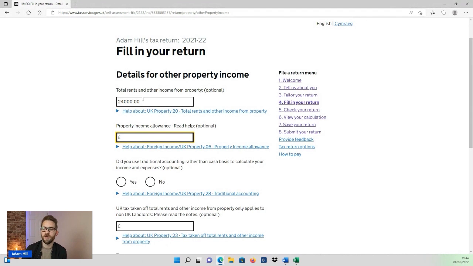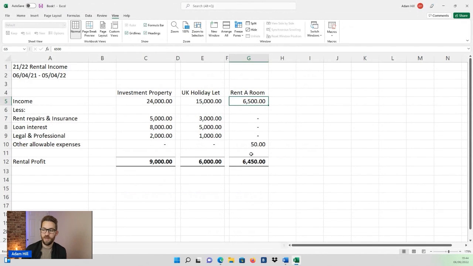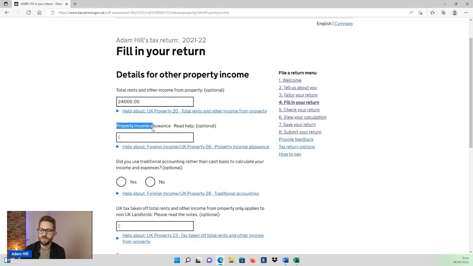But in this example, because the full amount was covered on that first page, we don't need to declare it again. Now we're offered the property income allowance again, which is £1,000.